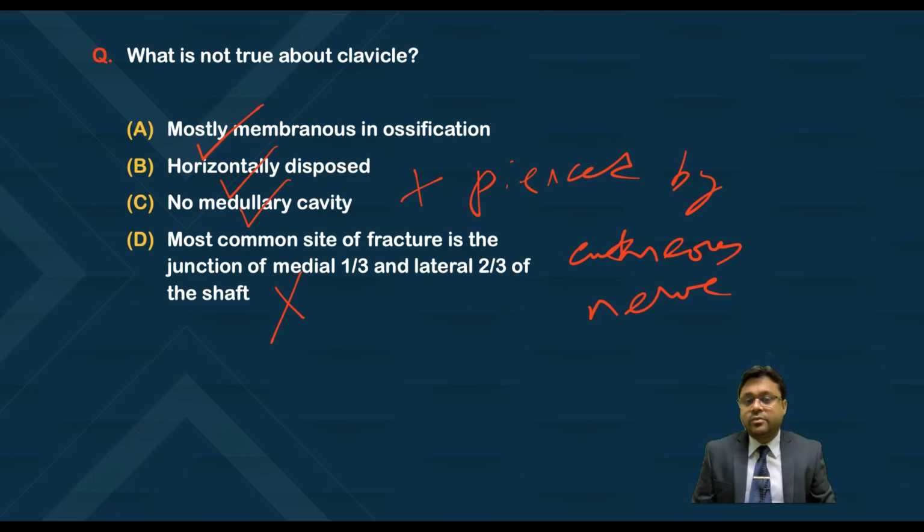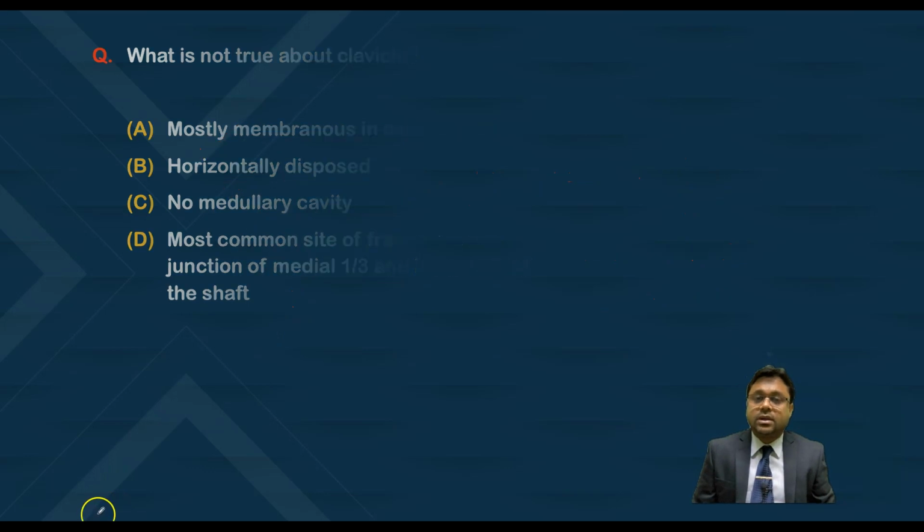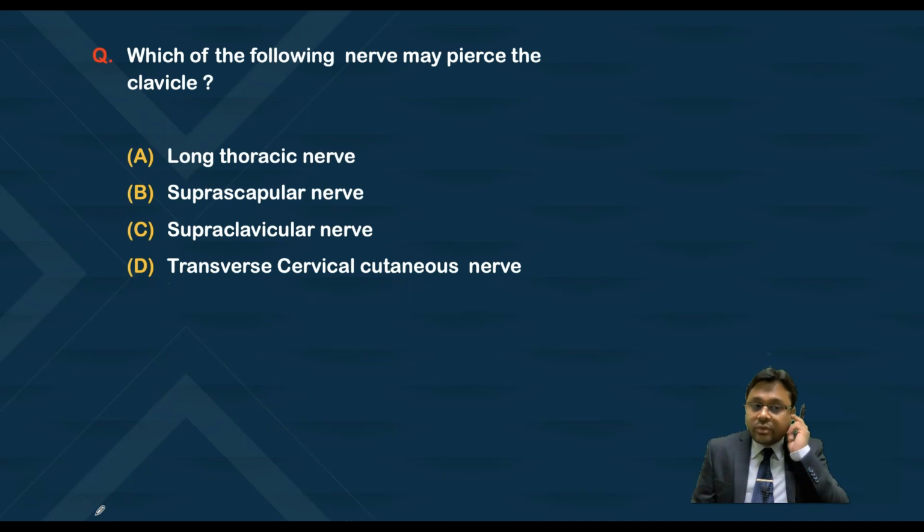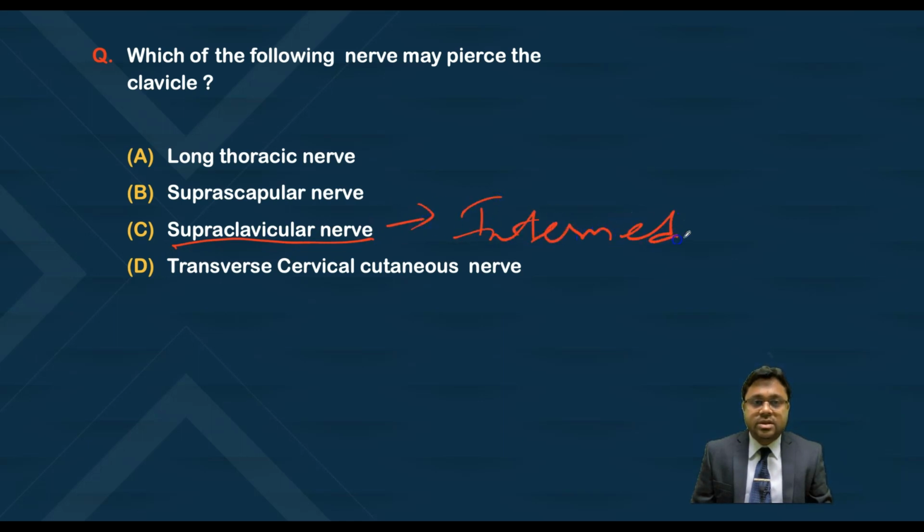Okay, let's move on to the next question. Now, which of the following nerves may pierce the clavicle? A very apt question. You must be wondering which nerve pierces. I told you previously, that's clearly the supraclavicular nerve, to be precise, the intermediate division. There are 3 divisions, we'll come to know later on. The intermediate division of the nerve may pierce the bone. The other 3 choices are incorrect.